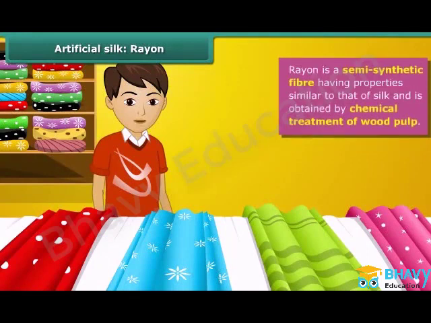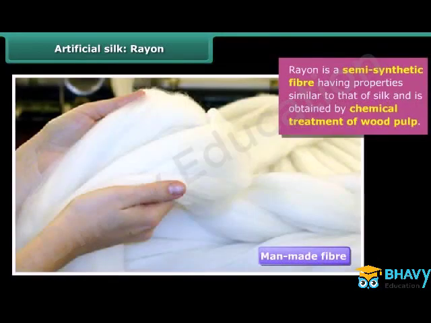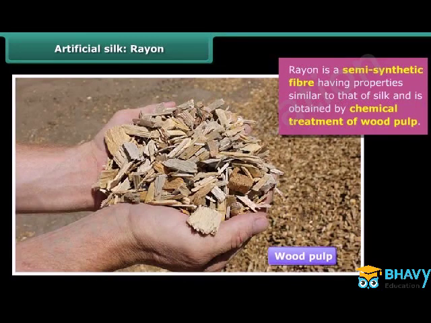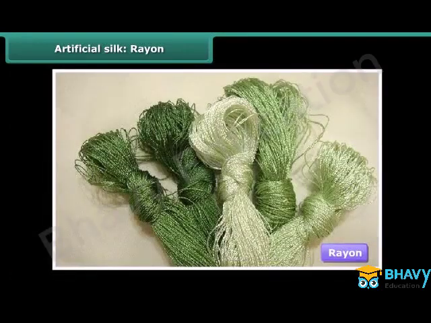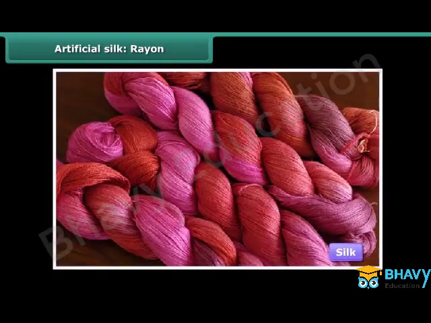Do you know that rayon is a semi-synthetic fiber having properties similar to that of silk? Can you guess why is it called a semi-synthetic fiber? It is a man-made fiber obtained by chemical processing of wood pulp, which is a natural resource. Do you know that rayon is also known as artificial silk? It is cheaper than silk but resembles it.